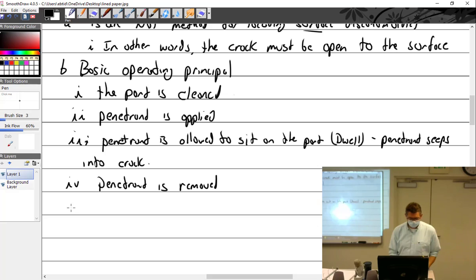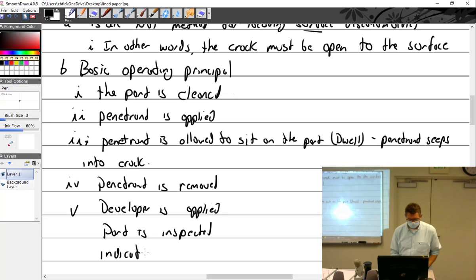There's some drying involved here, but it depends on the process. We're just doing basics. Penetrant is removed. Developer is applied. Part is inspected, and indications are evaluated. That's steps five, six, and seven.